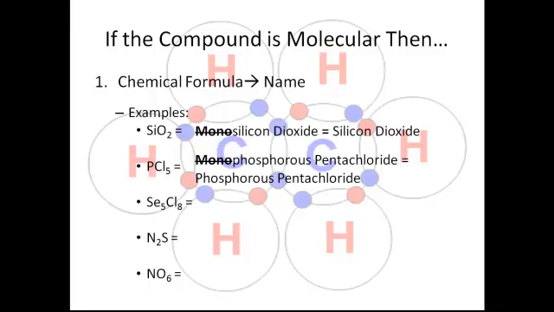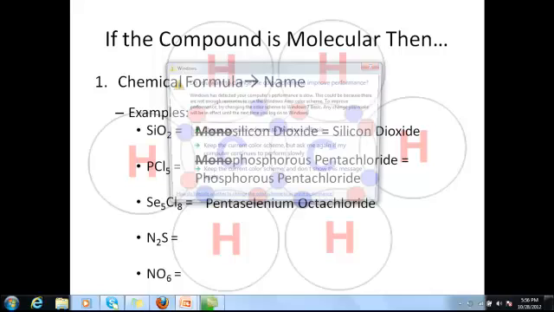Here's a fun one, Se and Cl. Se is selenium, Cl is chlorine, or chloride, I should say. This one there's no mono, so we have to give two prefixes. 5, that's penta, so pentaselenium. And then 8, that's octa.